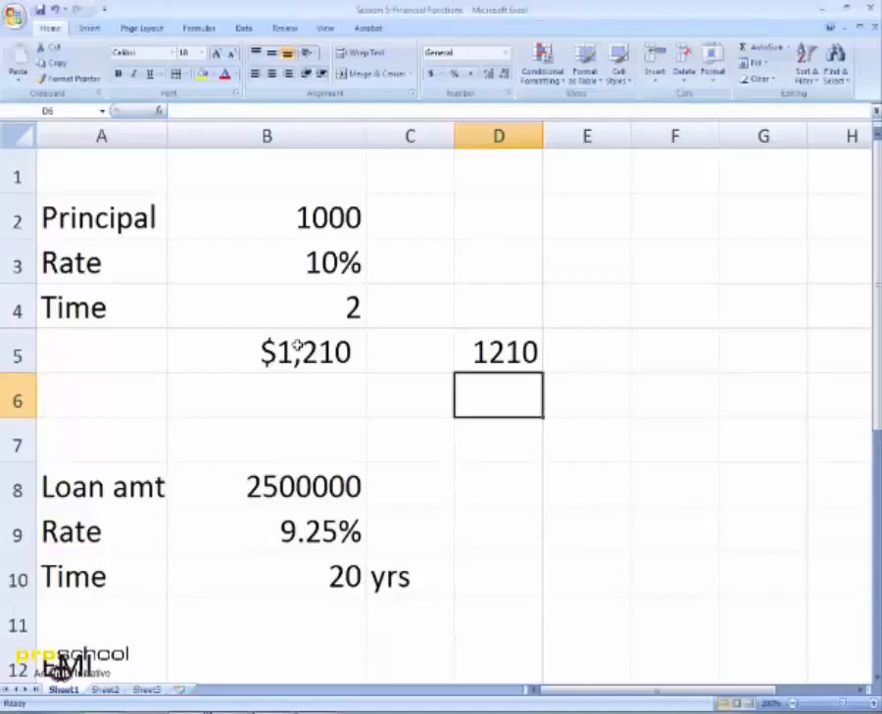Similarly, if you have a future cash flow and you want to find its current value, you can use the PV function, give the relevant data points, and you will get your answer.